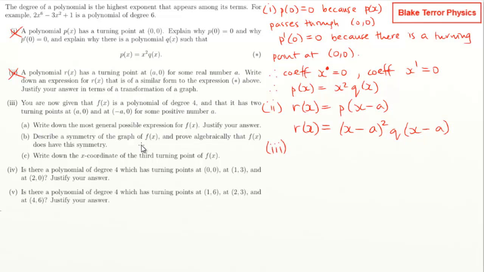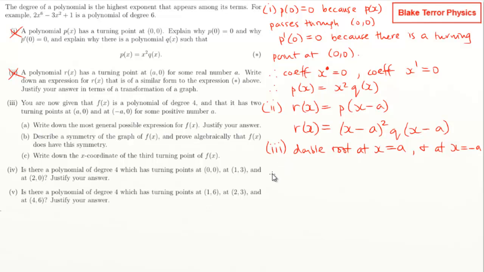Right, part 3. Storming along here. You are now given that f(x) is a polynomial of degree 4. It has two turning points, (a, 0) and (minus a, 0) for some positive number a. Write down the most general possible expression for f(x). Justify your answer. So it's got a double root at a and a double root at minus a. So justify your answer would be interesting on this, but anyway, let's put down double root. I mean, maybe this is the justification. I'm not sure what else you need to say really. Double root at x equals a and at x equals minus a.